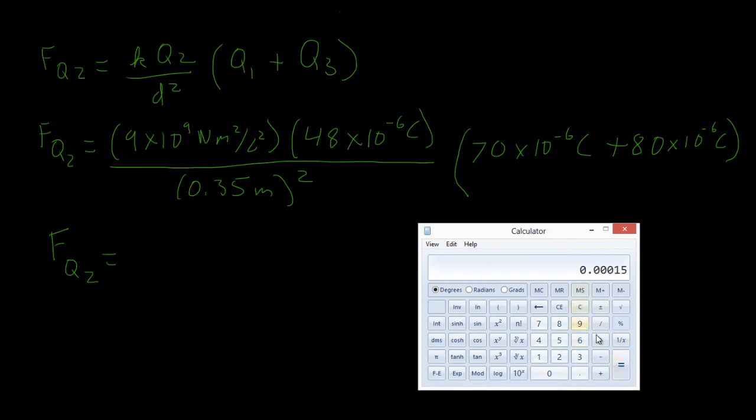And then now I'll multiply by 9 with an exponent of 9. I will multiply again by 48 with an exponent of negative 6. And then I will divide by 0.35 squared equals. Okay, and here we get, I'll just round this to 529, and it's positive.